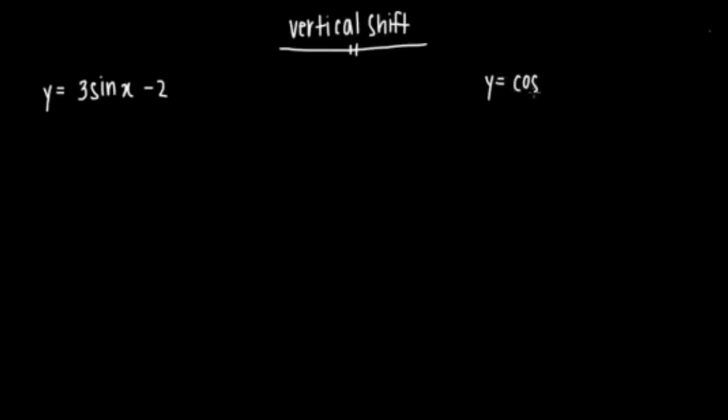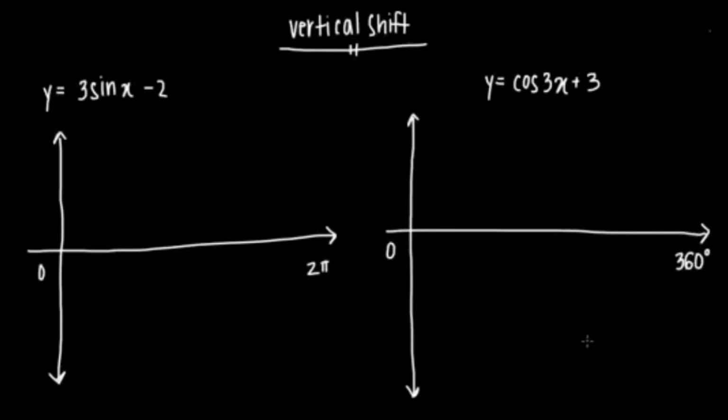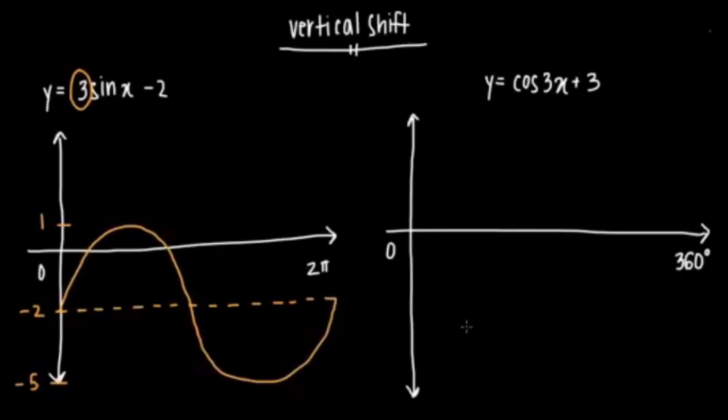Now let's talk about the vertical shifts. So let's say our y equals 3 sine x minus 2 and our y equals cosine of 3x plus 3. So the vertical shift just changes the center of the graph. So our center is negative 2. So I'll draw a dotted line. And our amplitude is 3. So 3 units up and 3 units down. And then when you just draw your graph, it will look like normal, except your maximum and minimum point has become 1 and negative 5.